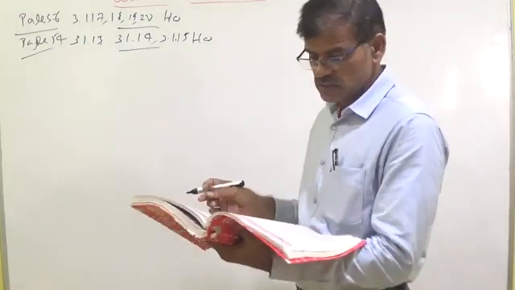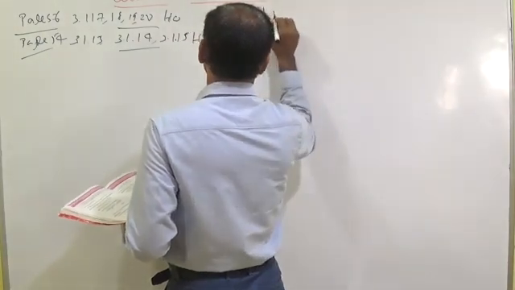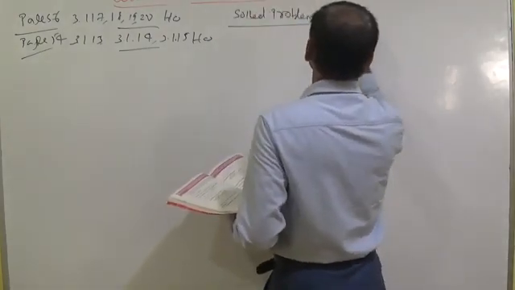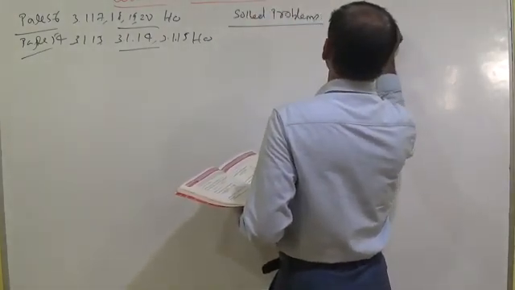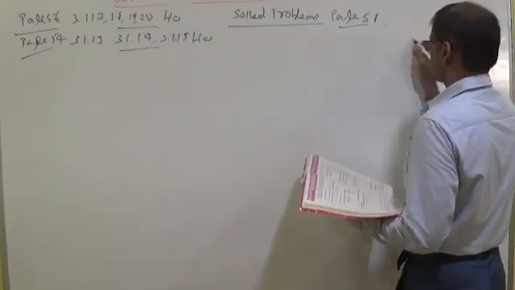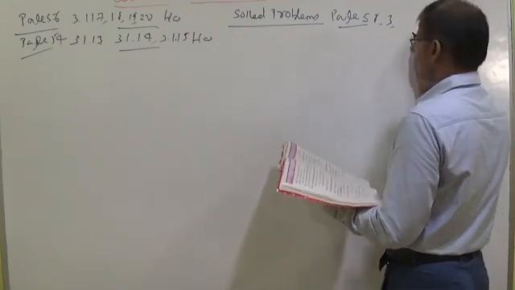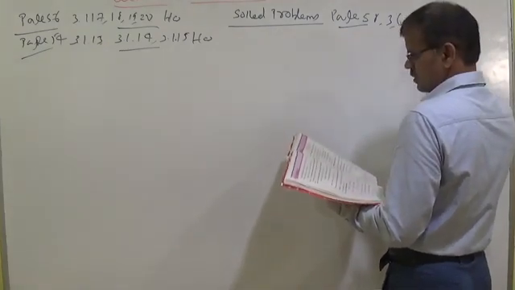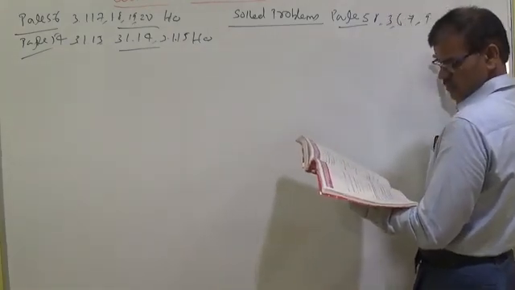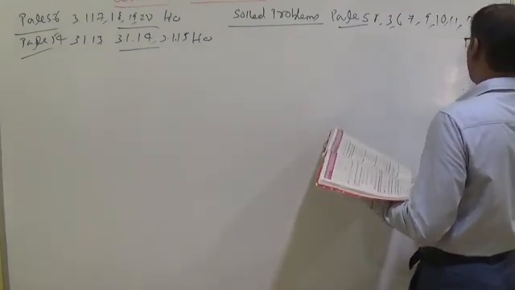Now let us discuss the solved problems in page number 58. Solved problems, page 58. I want to discuss with you the sums 3, 6, 7, 9, 10, 11, 12, 13.